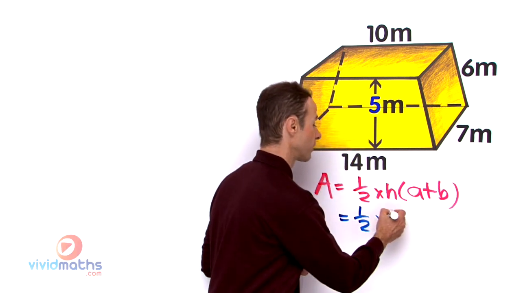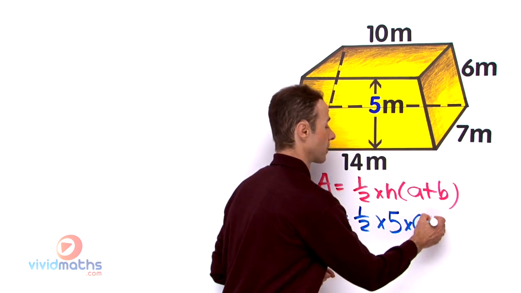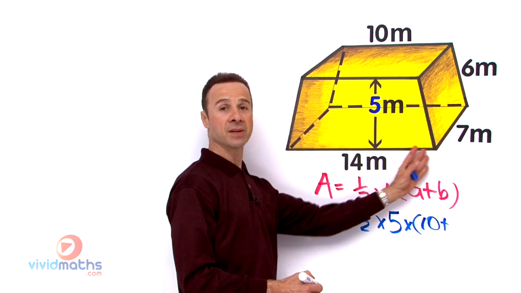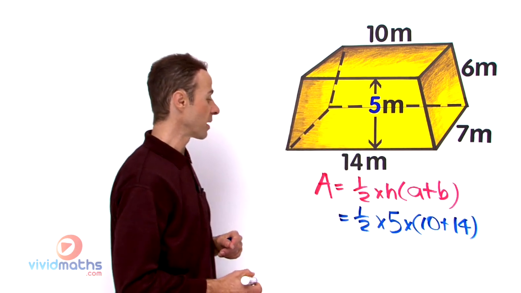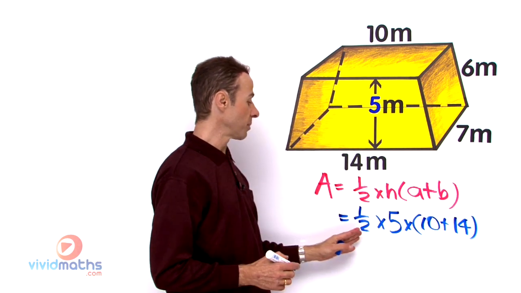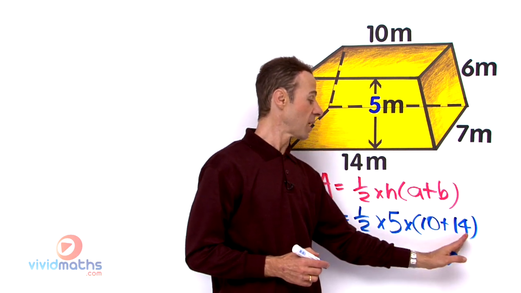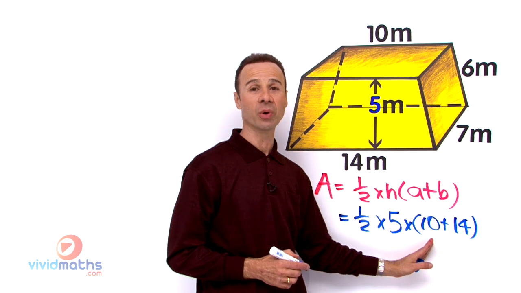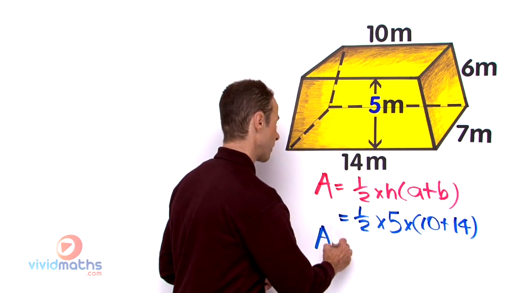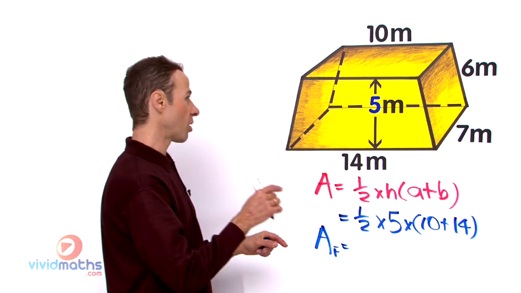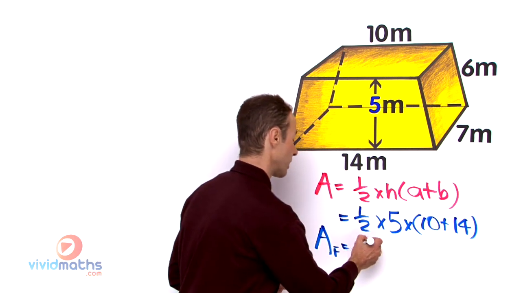Vertical height 5. A across here is 10. And B, the base, is 14. Okay, let's plunk that in the calculator. So it's going to be a half times 5, which is 2.5, times 10 plus 14. 10 plus 14 is 24. So multiplying all that throughout, the area of the front face altogether on your calculator is going to yield 60 meters squared.